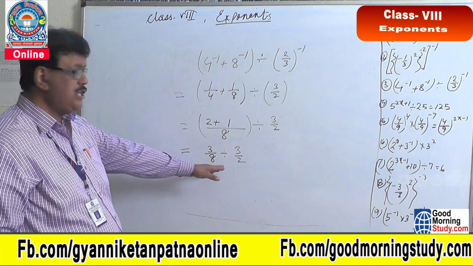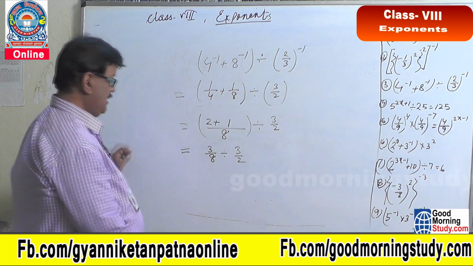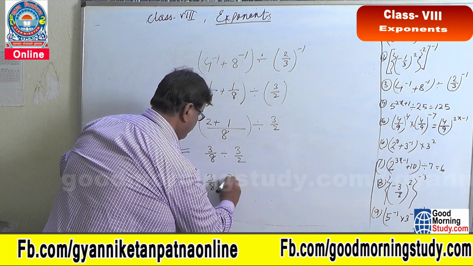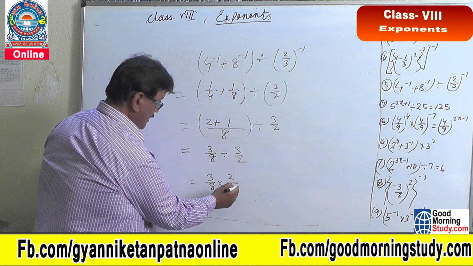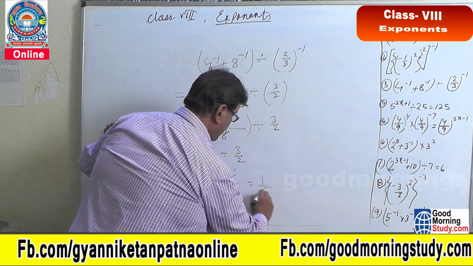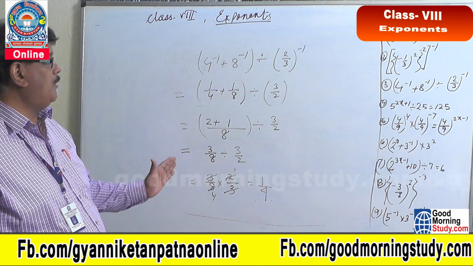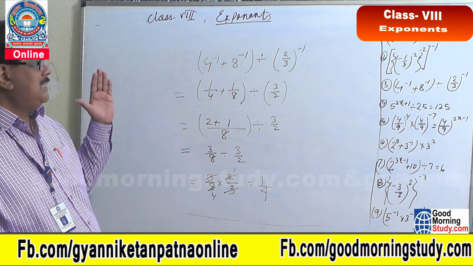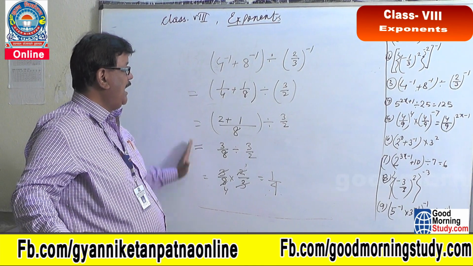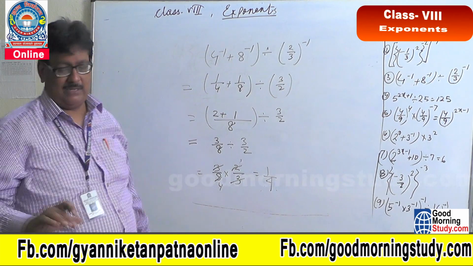Now this division sign will be changed into a multiplication sign and 3 by 2 will be changed into its multiplicative inverse. So it will be 3 by 8 into 2 by 3. The 3s will eliminate one another and it will be 1 by 4. The ultimate result will be 1 by 4. So we have seen the properties related to the exponent, and using those properties we are solving problems related to the exponent.